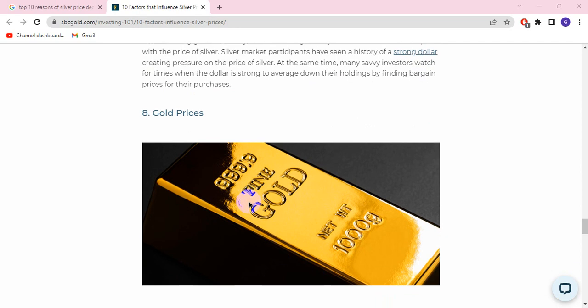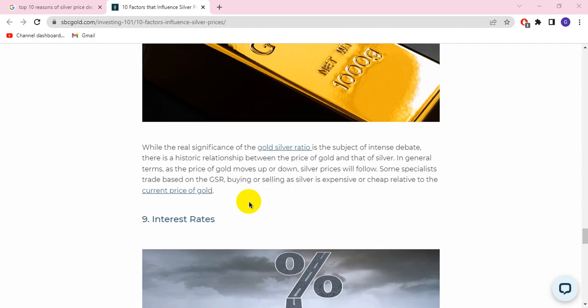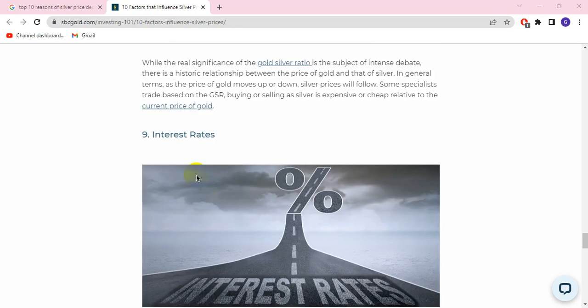The eighth one is gold prices. While the significance of the gold-silver ratio is the object of intense debate, there is a historic relationship between the price of gold and silver. In general terms, as the price of gold moves up or down, the silver price will follow. Some specialists trade based on the gold-silver ratio, buying or selling as silver is expensive or cheap relative to the current price of gold. The ninth one is interest rates.